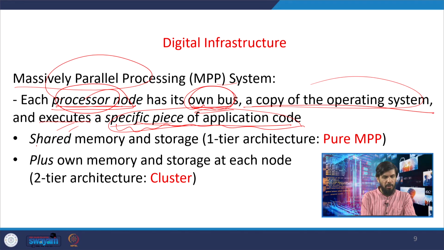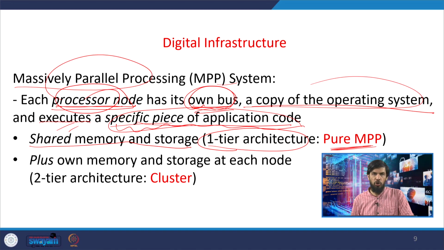There is one particular architecture, the one tier architecture, also referred to as pure MPP, where we have shared memory and storage. Each processor node would be using the shared memory and storage for its processing needs. This is referred to as one tier architecture, pure MPP. Therefore the kind of buses and connections that would be there would be very high speed, right.